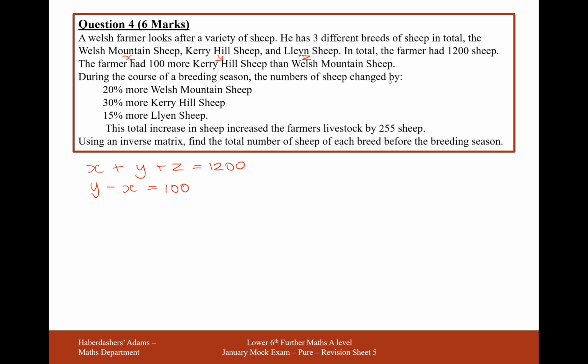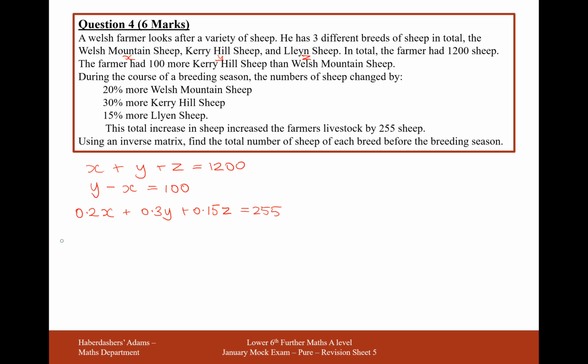During the course of a breeding season, the number of sheep changed by, so 0.2 as a decimal multiplier for the Welsh Mountain sheep, plus 0.3 lots on the Y for the Kerry Hill sheep, and 0.15 as the decimal multiplier for the Lleyn sheep. And the total increase here was by 255 sheep. Using an inverse matrix, find the total number of sheep before the breeding season.